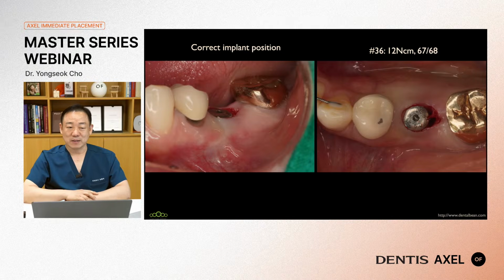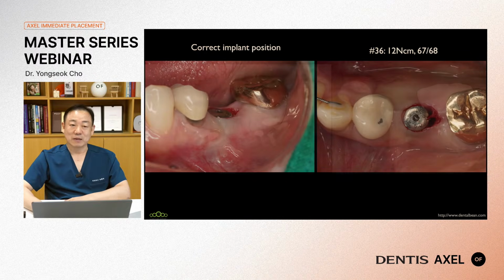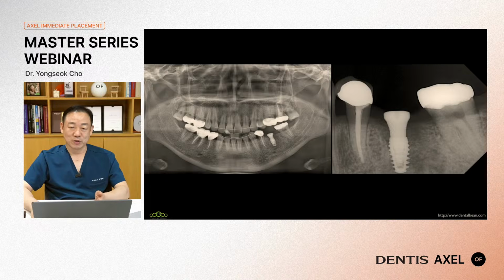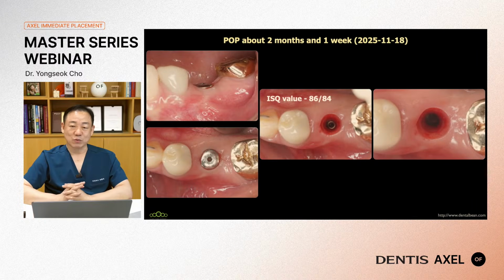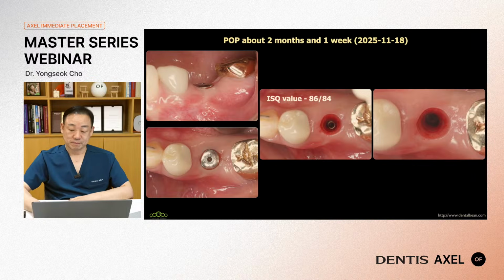XL implant is better than other systems in such a point. I moved the position slightly, but I can get a not bad ISQ value, and I can do one stage surgery like this. 2 months and 1 week after the operation, look at the increased ISQ value. It increased to 86, 84 from the 60s. Okay, it's a big change 2 months later.